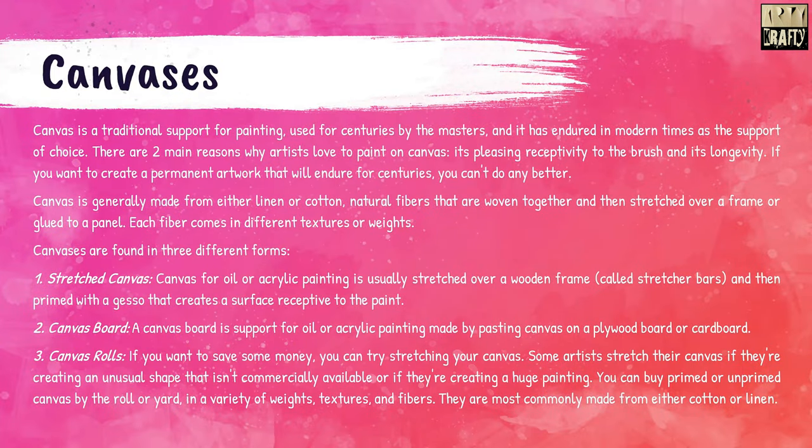Canvases. Canvas is a traditional support for painting used for centuries by the masters, and it has endured in modern times as the support of choice. Canvas is generally made from either linen or cotton, natural fibers that are woven together and then stretched over a frame or glued to a panel. Each fiber comes in different textures and weights.